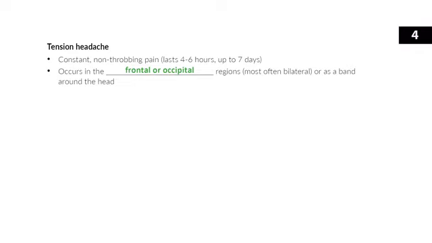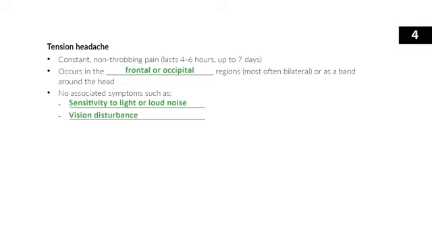Tension headaches are not associated with sensitivity to light or loud noise. They are not associated with vision disturbances, nausea and vomiting, or any focal neurological changes. If you have any of those findings, you should be thinking about another cause of a headache. So that's tension headaches. Think about muscle tension causing that pain.